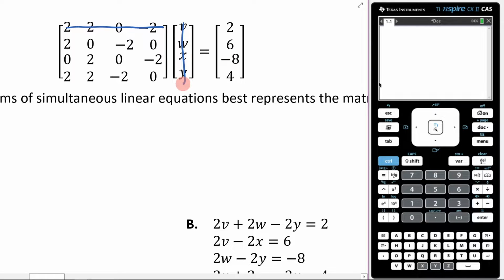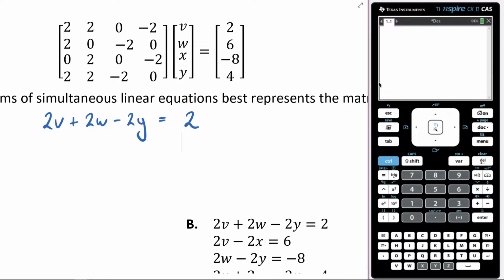But if you understand how simultaneous equations can be written as matrices, you can do it pretty quickly just by going, all right, I know it's going to be 2v, 2w, then I've got 0 plus x, which is just 0, so I don't even write it down. Then I've got negative 2y. And that's going to be equal to this 2 up here.